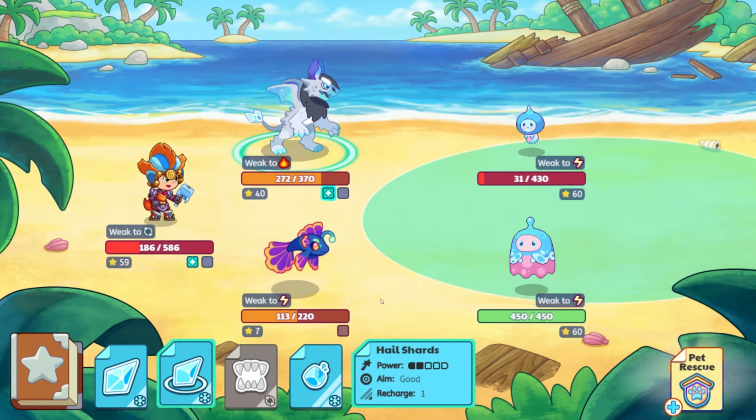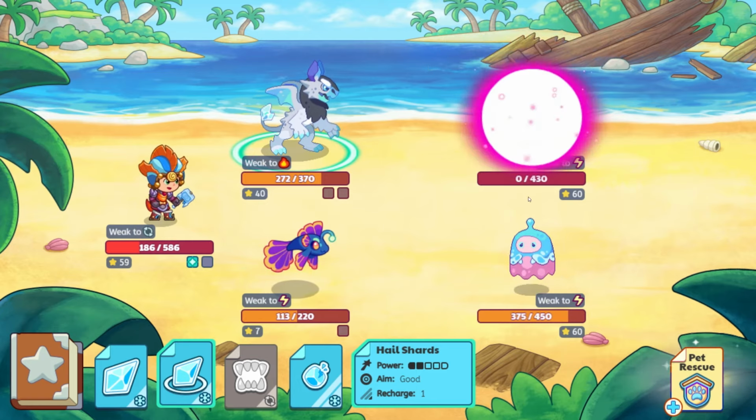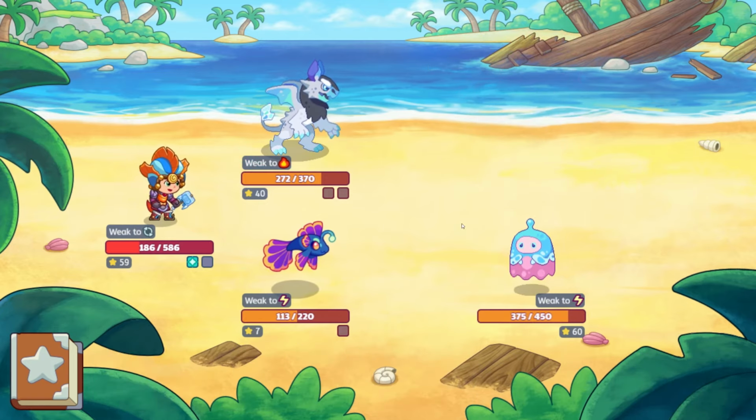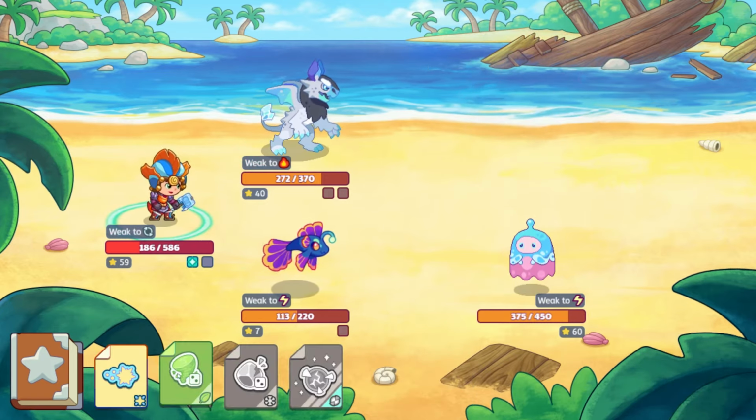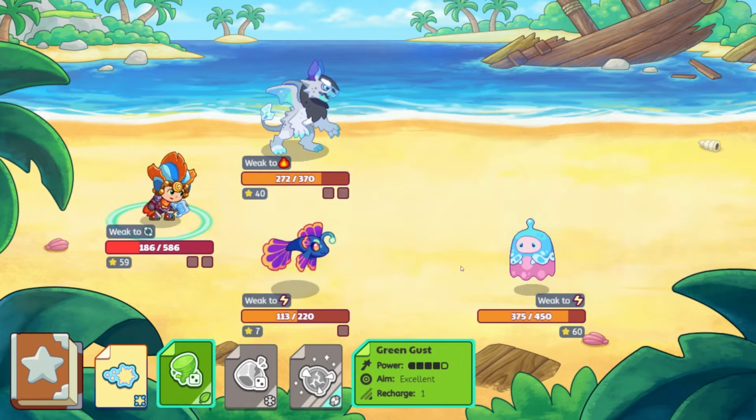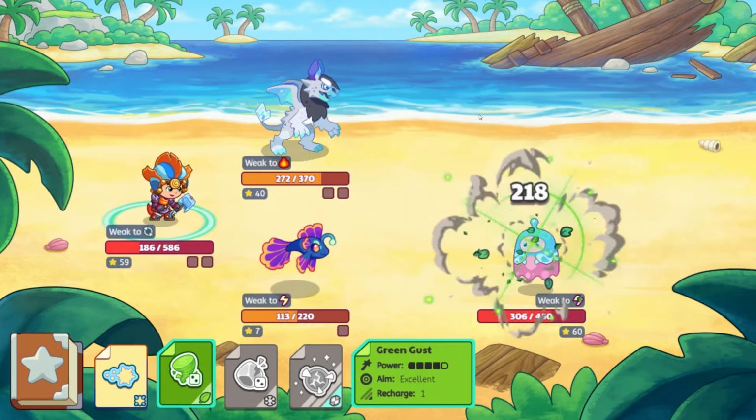Alright, let's see if Hail Shards hits everybody. We should be just focusing on the River Caller, which we are. And we'll go ahead and send Green Gust at him. There we go.